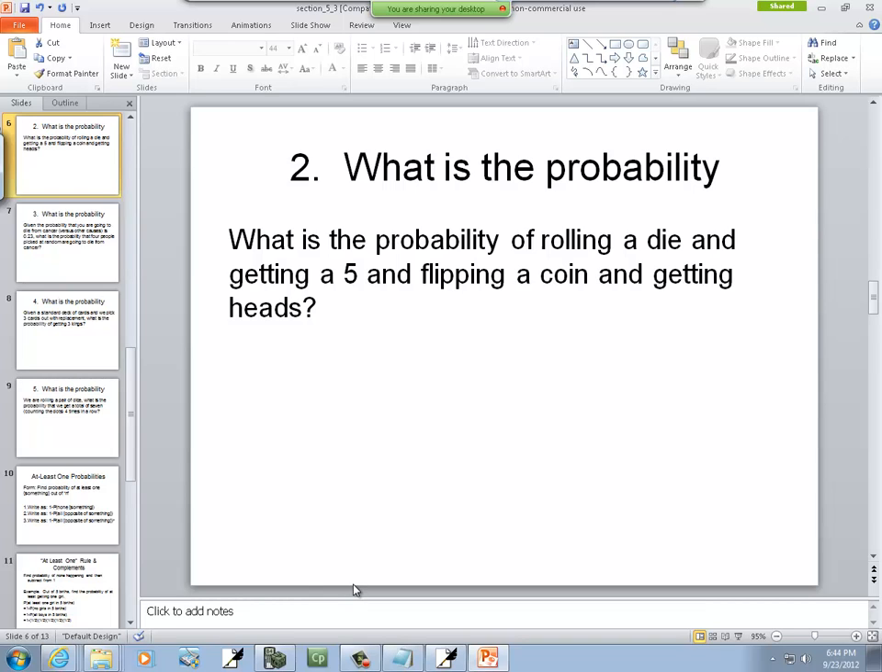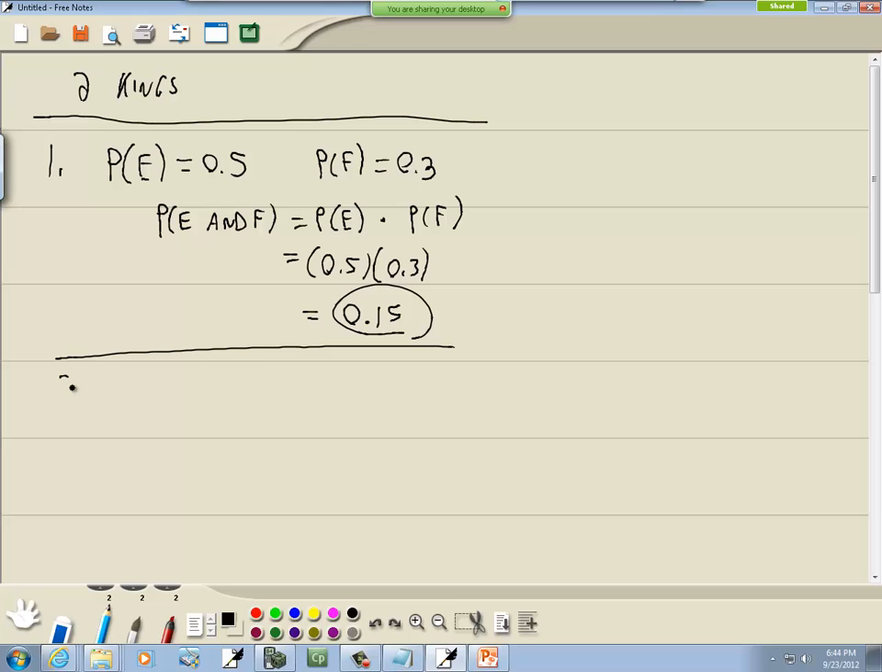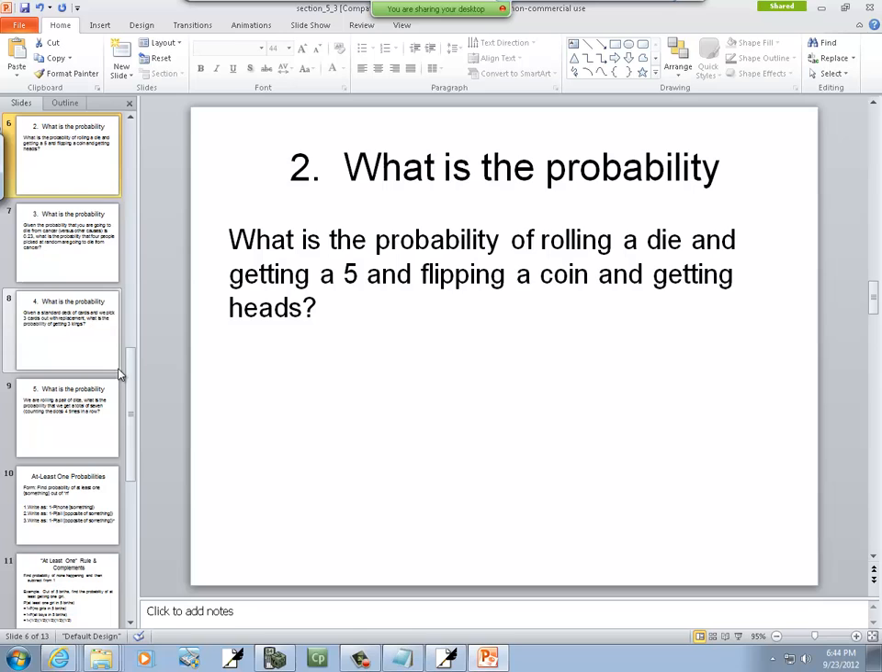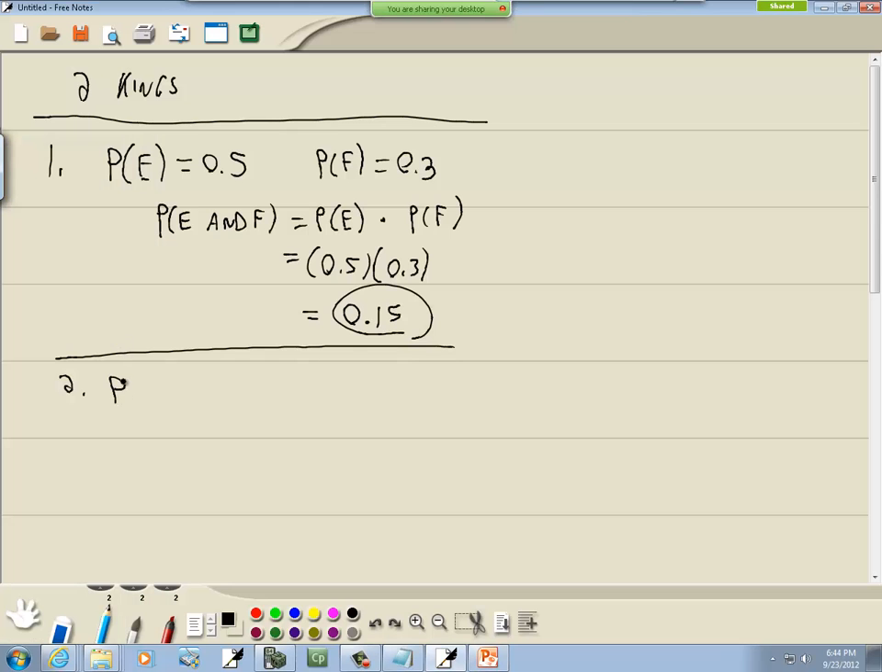Let's take a look at finding a probability. It says, what is the probability of rolling a die and getting a 5, and flipping a coin and getting heads. So 5 on a die and heads on a coin. Well, me rolling a die has nothing to do with flipping the coin, so these are independent. Now we look at the probability of getting a 5 on a die. There are 6 faces on a die, and one of them is a 5, so that'd be 1/6. Now for heads on a coin, there are 2 possibilities, heads and tails, and one of them is heads. So we get 1/6 times 1/2, which gives us 1/12.